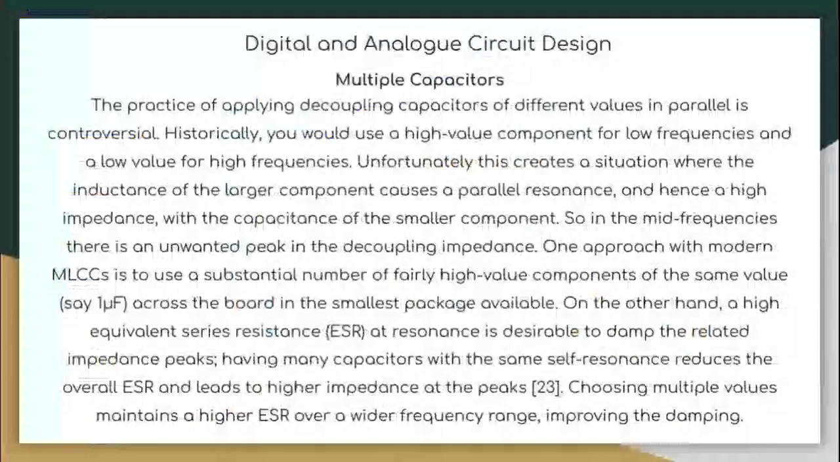One approach with modern MLCCs is to use a substantial number of fairly high-value components of the same value across the board in the smallest package available. On the other hand, a high equivalent series resistance at resonance is desirable to damp the related impedance peaks. Having many capacitors with the same self-resonance reduces the overall ESR and leads to higher impedance at the peaks. Choosing multiple values maintains a higher ESR over a wider frequency range, improving the damping.